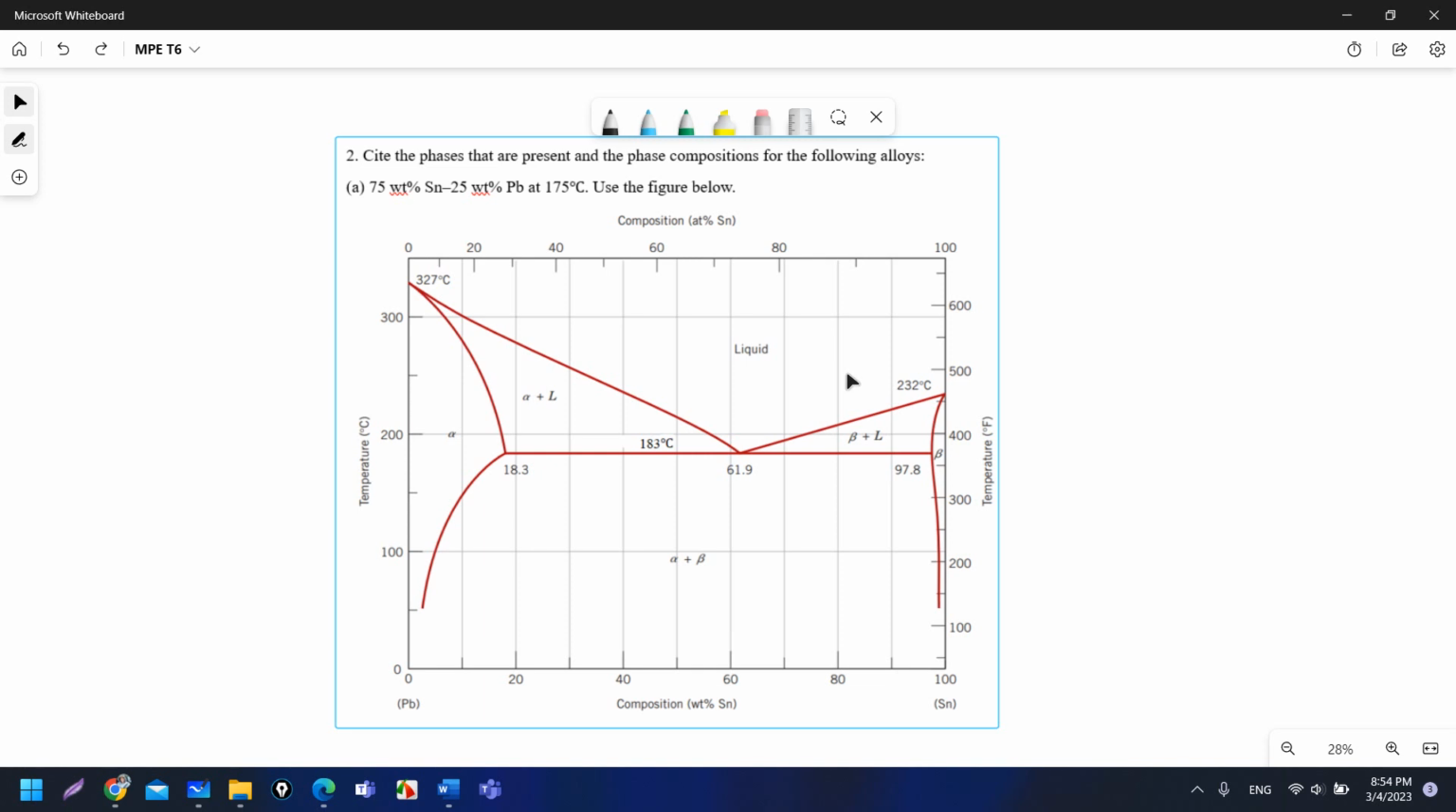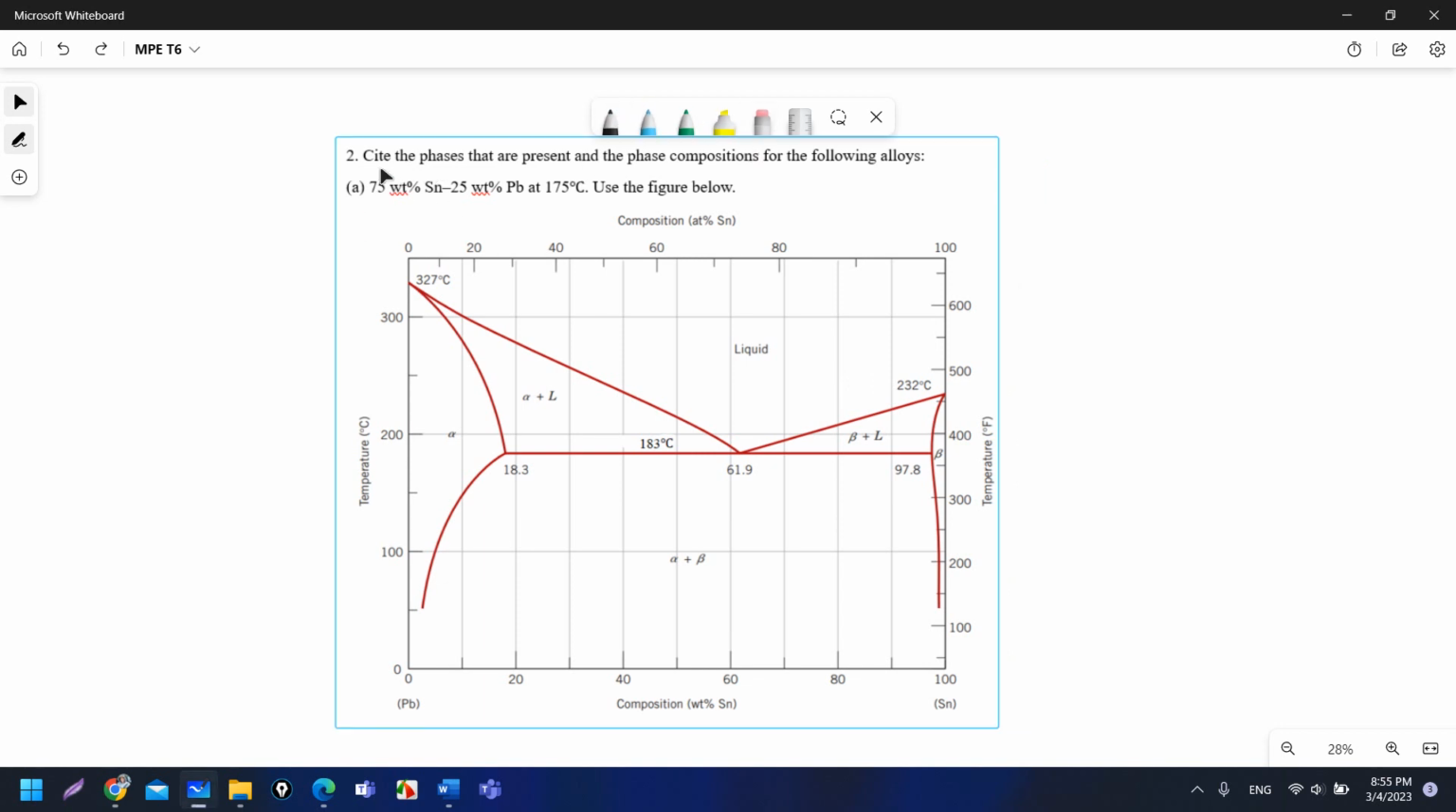Assalamu alaikum. Inshallah, in this tutorial, we will learn how to interpret the phase diagram, how to indicate the phases in any question, and the composition of each phase. Let's start with the first question.